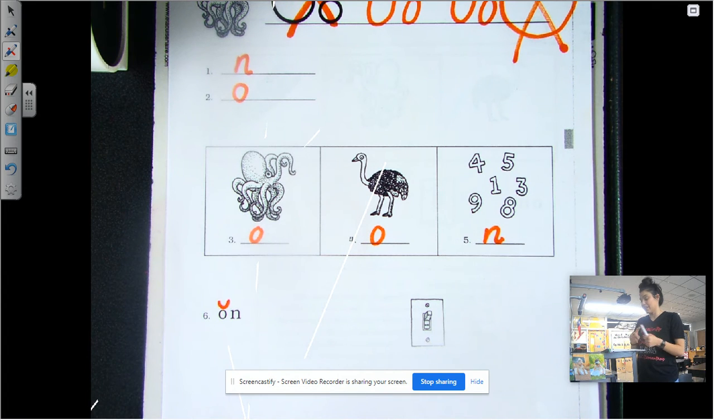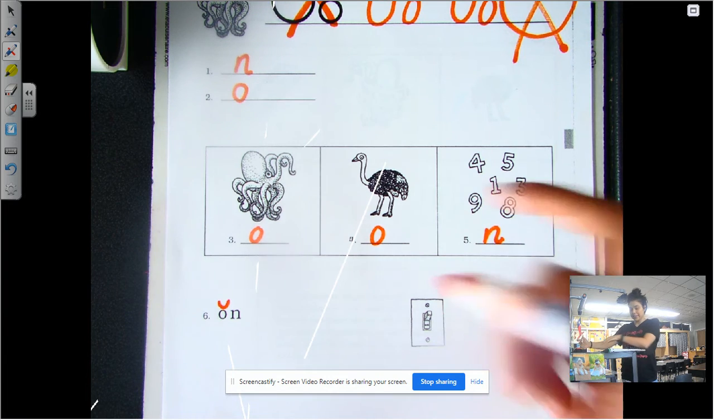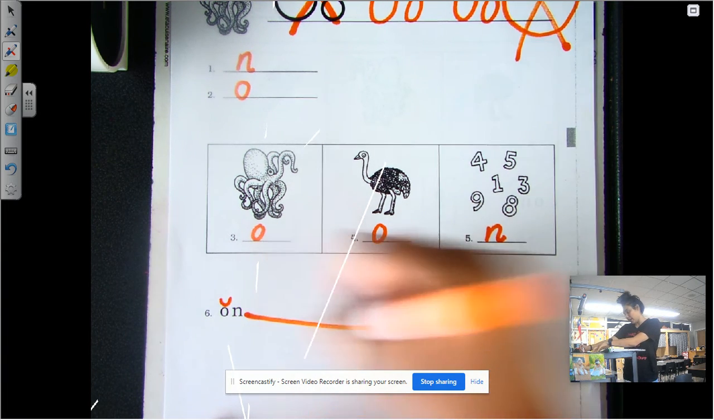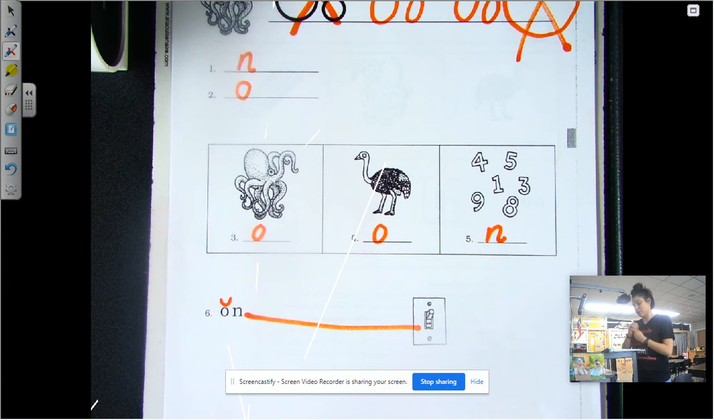Let's blend the sounds in this word. Ah, on. What is the word? On. Do you see a picture of something that is on? Look at that light. You turn that light on. So draw a line from the word on to the picture of something on.